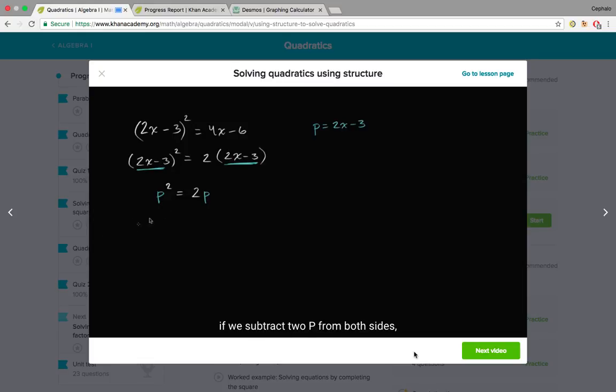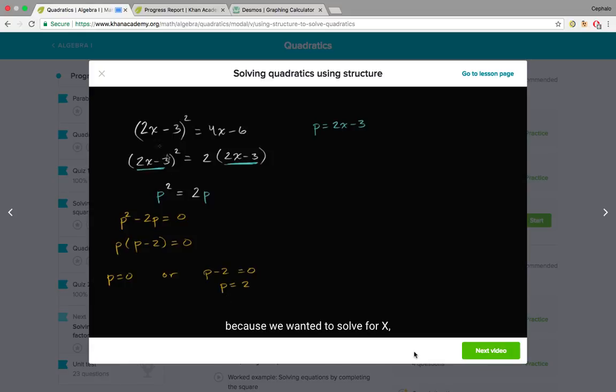So we can write this as, we subtract 2p from both sides, p squared minus 2p is equal to 0. And we can factor out a p, so we get p times p minus 2 is equal to 0. And we've seen this show multiple times. If I have a product of two things that equal 0, at least one of them needs to be equal to 0. So either p is equal to 0 or p minus 2 is equal to 0. So if p minus 2 is equal to 0, that means p is equal to 2. So either p equals 0 or p equals 2.